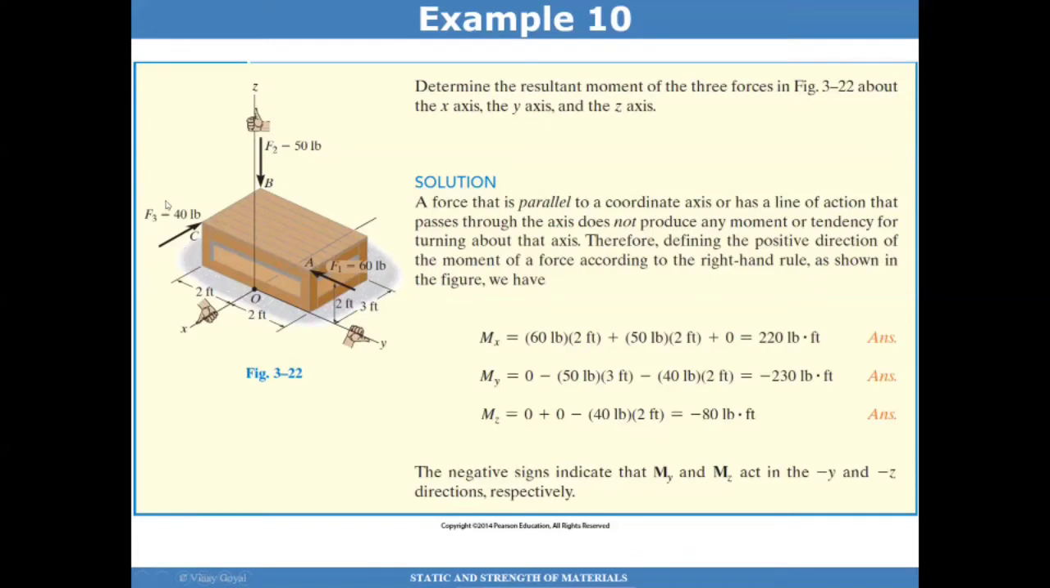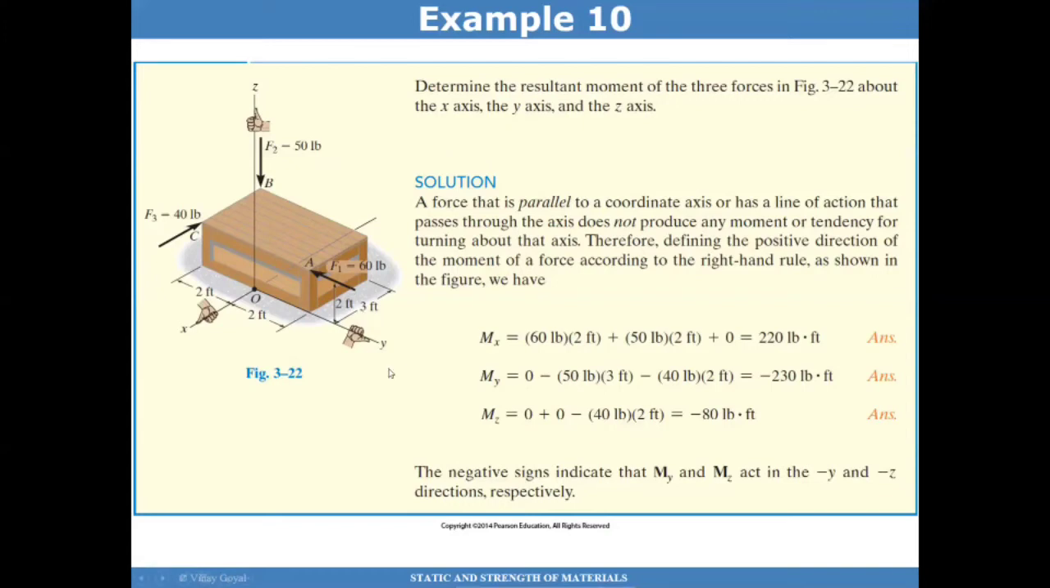Now we look at the F3 load, the 40 pounds. How far is this 40-pound load from the y-axis? It's going to be 2 feet from the y-axis. So 40 times 2 feet will produce a moment about the y-axis. That's minus 130 pounds times feet. I could have used the approach discussed earlier, using vectorial notation, but here it's a simple problem, so you can just do it in a very simple way.